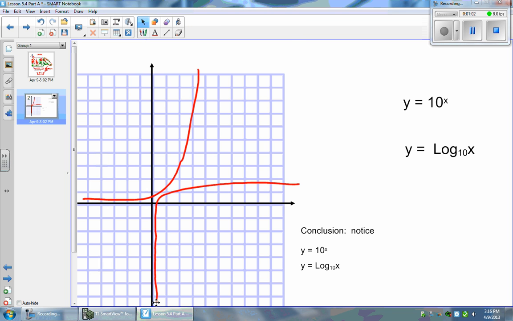What's really, really cool is, get this. Look at that. In other words, they're inverses of each other. Isn't that interesting? Let's put a couple things down here.